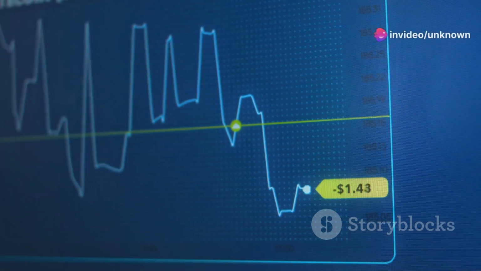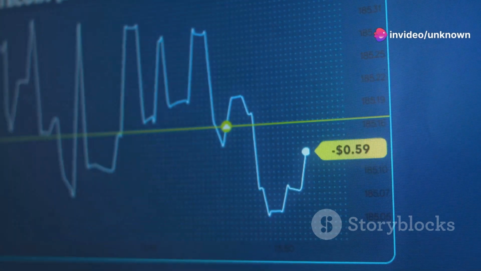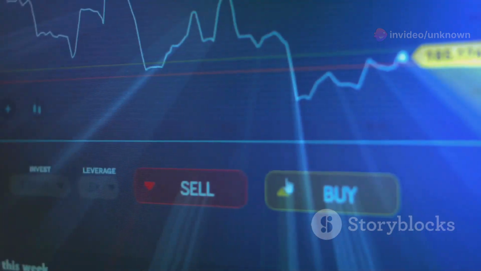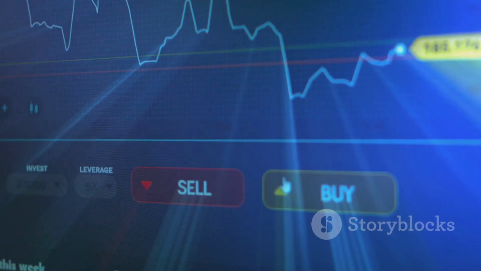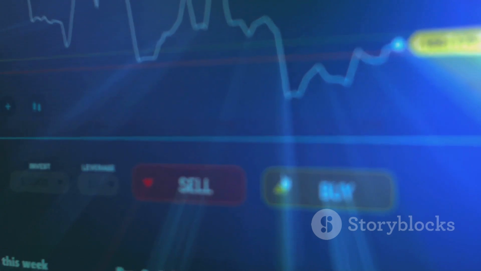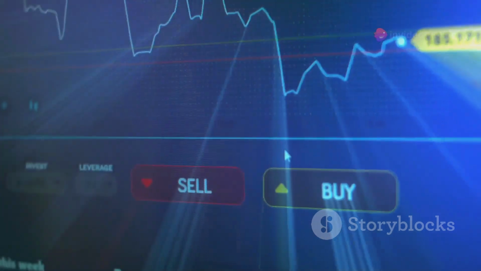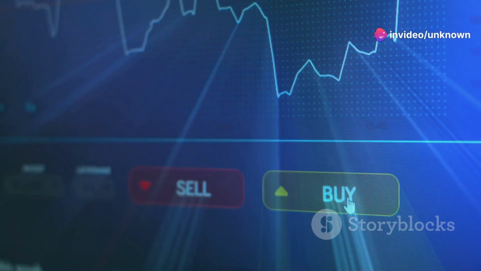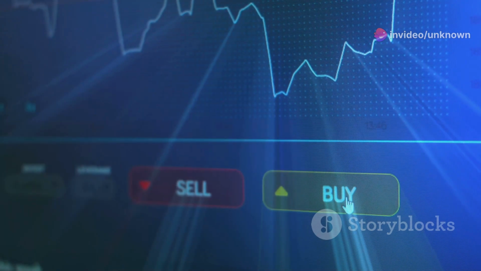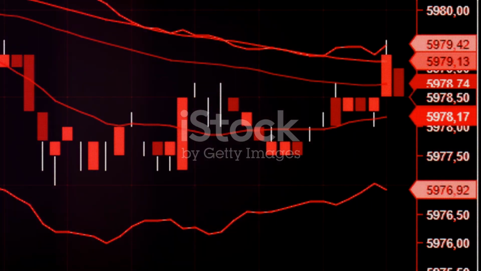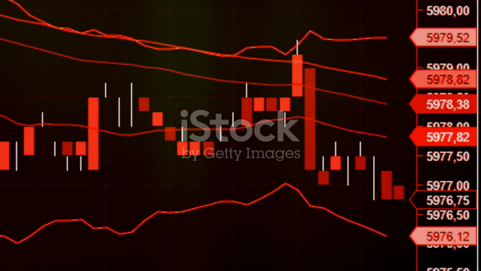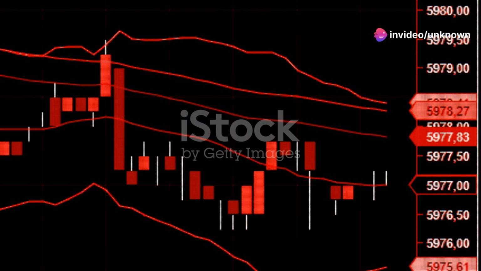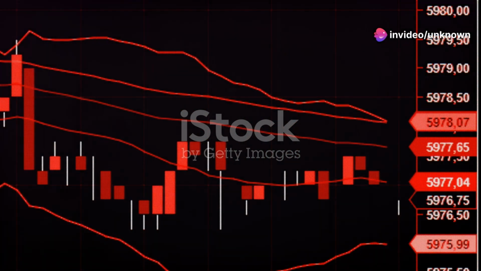Analyzing these candlestick patterns helps traders and investors gauge market sentiment and anticipate potential price movements. By understanding the psychological forces behind these patterns, individuals can make more informed decisions about when to buy or sell assets. This intricate dance of green and white, red and black encapsulates the continuous struggle between optimism and pessimism, between bulls and bears.